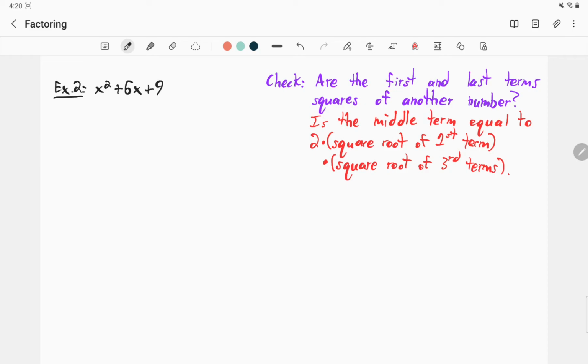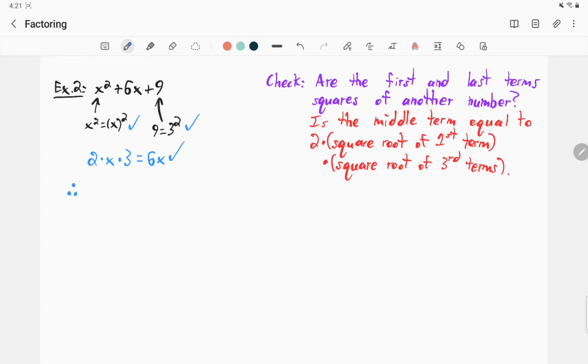Do we know if this is a perfect square? Let's check. X squared is the square of x, so that's good. 9 is 3 squared, so that's good. Let me change colors here. So I'm just fulfilling this checklist again. Third thing we have to know, take 2 times the square root of the first term, which is x. The square root of the third term is 3. What we get is 6x. That's the middle term. We're good to go. We're ignoring the sign for now.